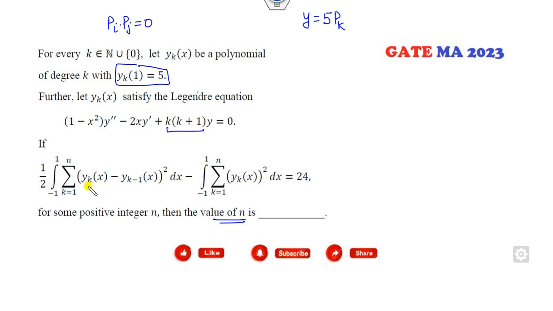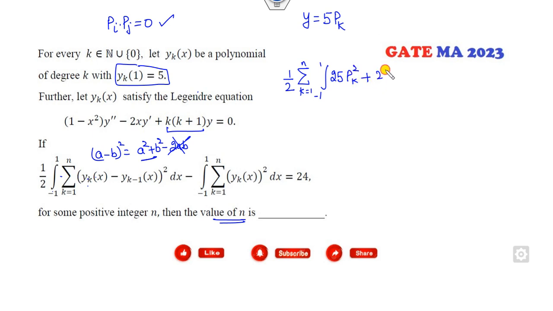Now you can see if I open this (a minus b) whole square, it will be like a square plus b square minus 2ab. By using this property, the cross term will be cancelled out when you take minus 1 to 1. So it only has a square plus b square. I have written half outside. I can take the summation outside. Fine. And then minus 1 to 1 of (yn minus yk) square. yk is my 25 Pk square plus 25 Pk minus 1 square. Fine. This is my first part.